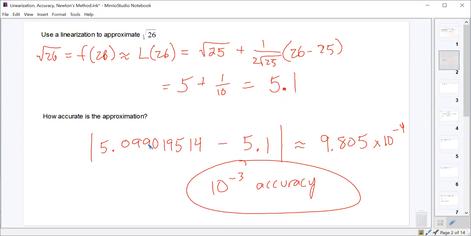How many decimal points do you want us to go to for the actual value? I mean, you can cut it off shortly after where it diverges. So, I mean, 5.09901 would be fine. Okay, thank you.